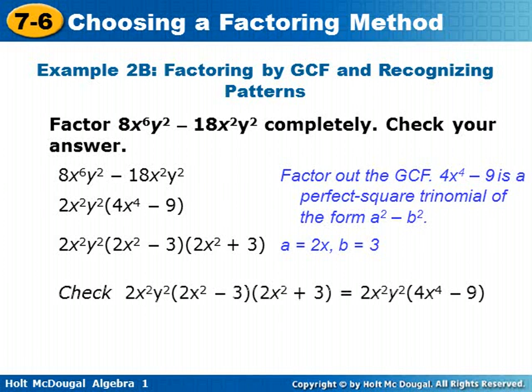To check our answer, we're going to multiply back together, and we get 2x squared y squared on the outside of the parentheses times 4x to the 4th minus 9 inside, and then we multiply the 2x squared y squared back into the parentheses, and we get 8x to the 6th y squared minus 18x squared y squared, which is the original problem, so we know we factored correctly.